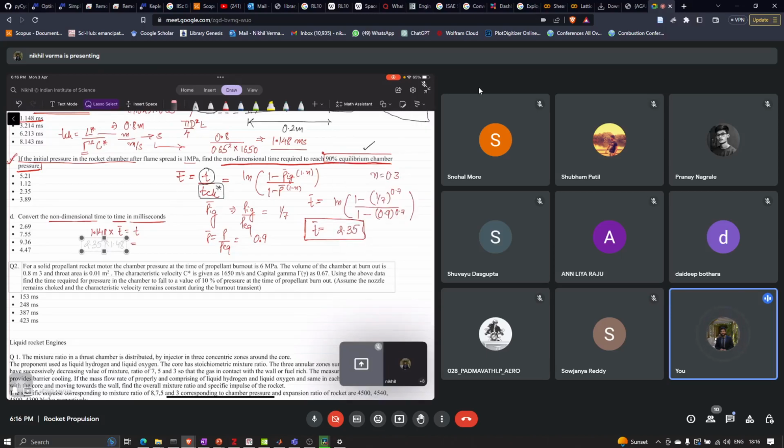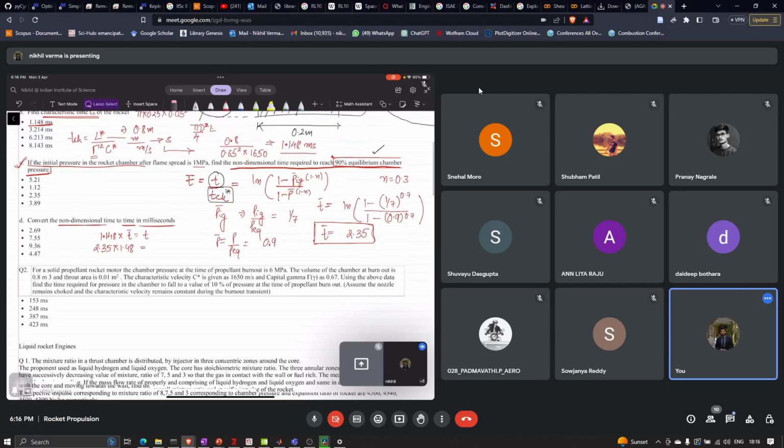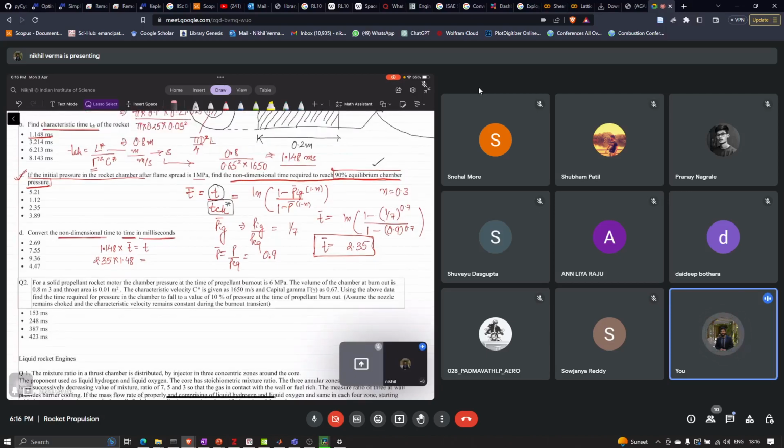So this, if you calculate this, you will get 1.48. So you will get the value as 2.35. So we'll get the value as 2.69. 6978 milliseconds.